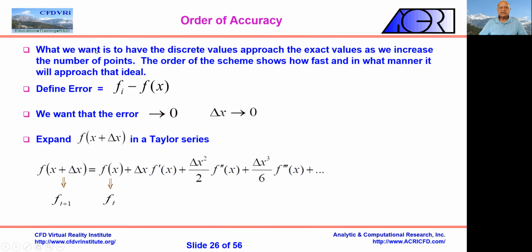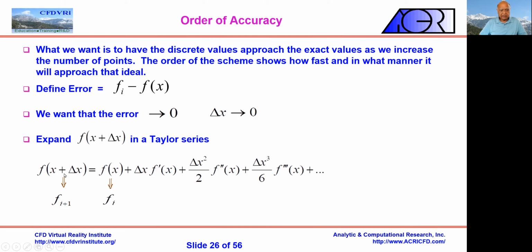So the order of accuracy is that the discrete value must approach the exact value in some fashion, okay? So the order of the scheme shows how fast and in what manner they approach that ideal. Basically, the power of delta x with which they approach the solution, right? So let's define error as the value computed minus the real value, right? Fi is the value computed, F(x) the real value. So we want that error to go to 0 as delta x goes to 0, right?